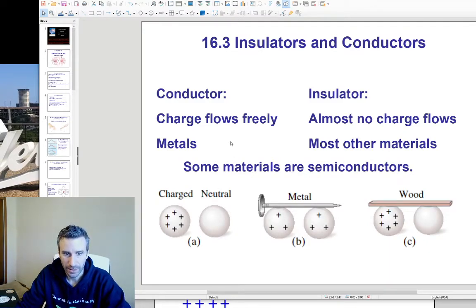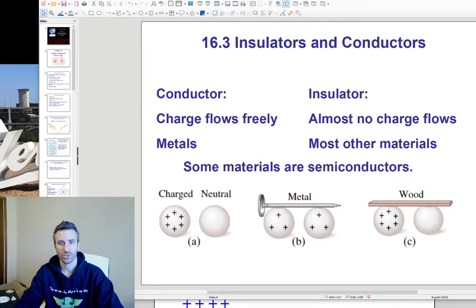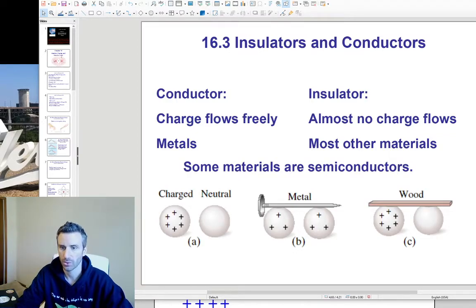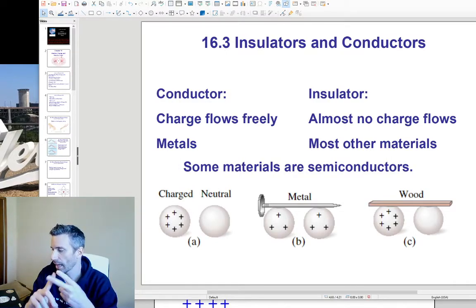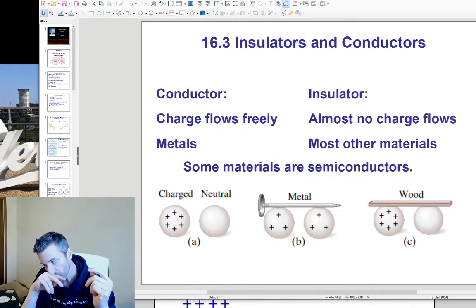Conductors versus insulators, and then semiconductors. So I've talked about insulators and conductors. Insulators would be wood and glass and rubber. Those are probably the big three that are really obvious. And then conductors would be any sort of metal generally.